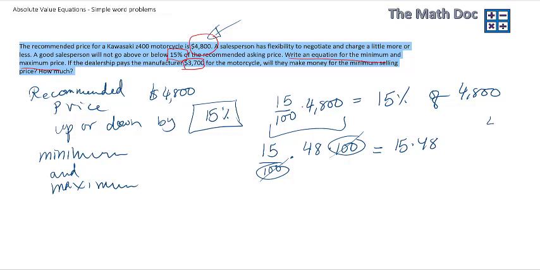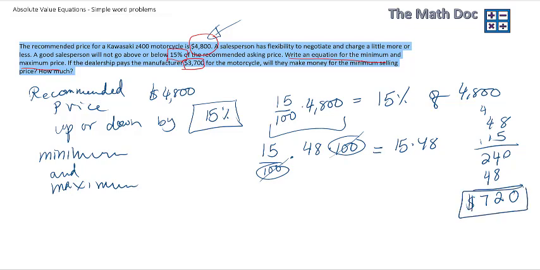Let's figure out what 15 times 48 is. So 5 times 8 is 40. We carry the 4. 5 times 4 is 20, so we have 24 with that 4. 1 times 8 is 8. And 1 times 4 is 4. And we get 0 here. We add 12 and carry 1. And that is 7. So 15% of 4,800 is just $720. Let's write that out as 720.